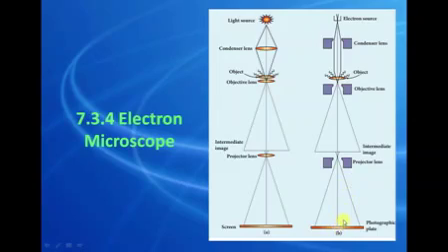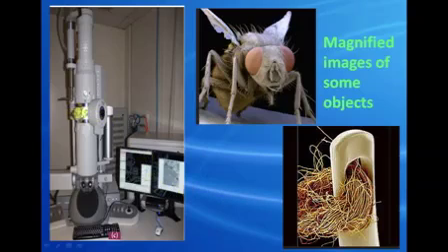The electron microscope is used for all the branches of science. This is the real diagram of the electron microscope. These are magnified images of some objects: a housefly, a needle and a thread.